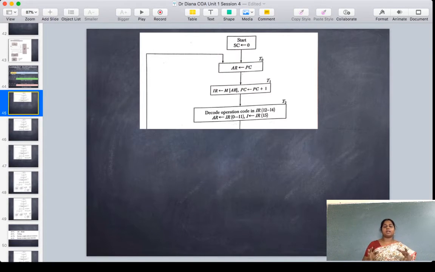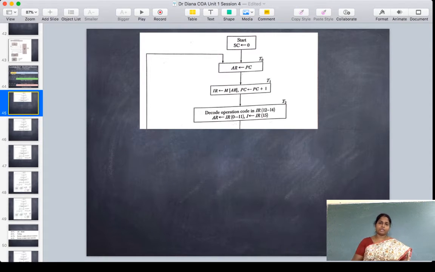Based on that idea, we take the content of the program counter, which has the address of the first instruction, and we place it inside the address register. Once that is placed, I start executing that instruction, so I need to make the program counter point to the next instruction. At time cycle T1, I increment the value of PC, and in parallel I read the memory content of address AR and put it inside the instruction register, which means I have read the first instruction into the instruction register. This is completed at time cycle T1.